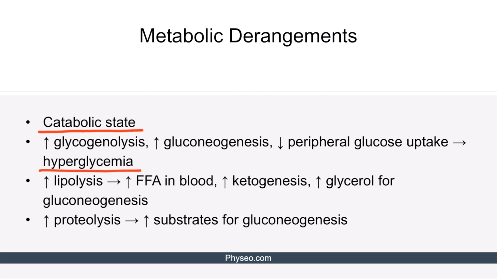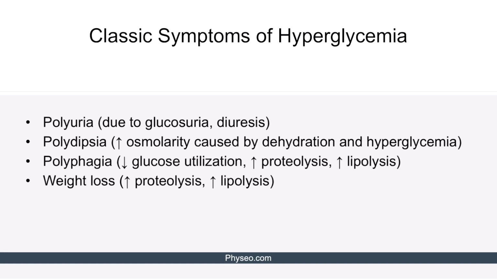Additionally, insulin deficiency results in increased lipolysis, which consequently increases the blood-free fatty acid level, and also leads to increased ketogenesis in the liver. The glycerol released from the breakdown of lipids is used as a substrate for gluconeogenesis, and that actually just further exacerbates the hyperglycemia. There's also increased proteolysis in low insulin states, again providing substrates for gluconeogenesis, leading to increased hyperglycemia. These metabolic derangements, such as hyperglycemia and increased lipolysis and proteolysis, are responsible for the classic symptoms of diabetes mellitus.